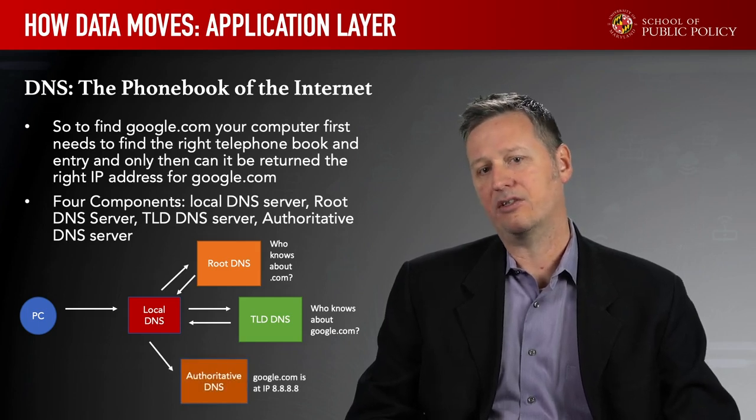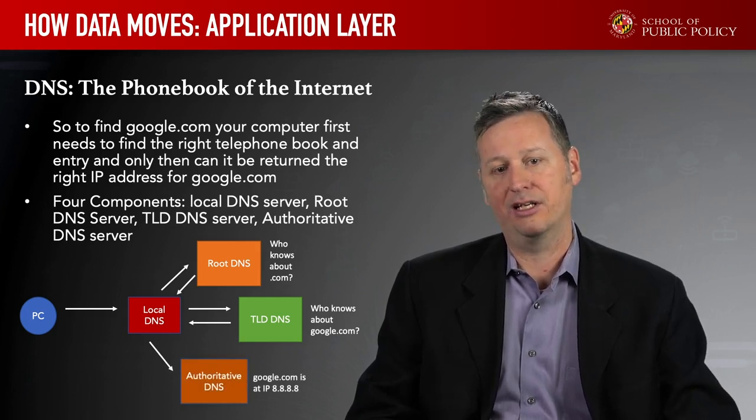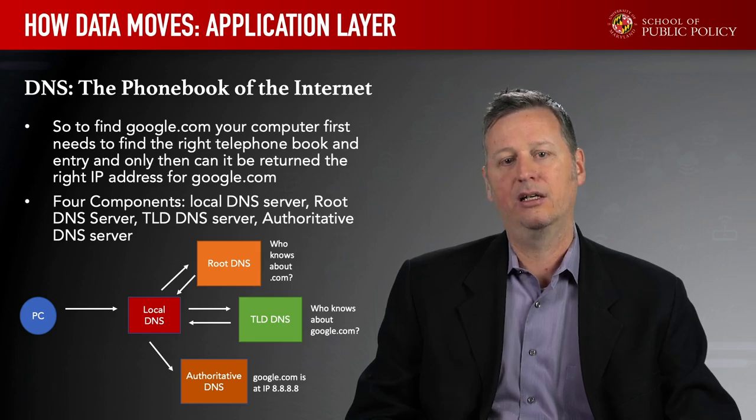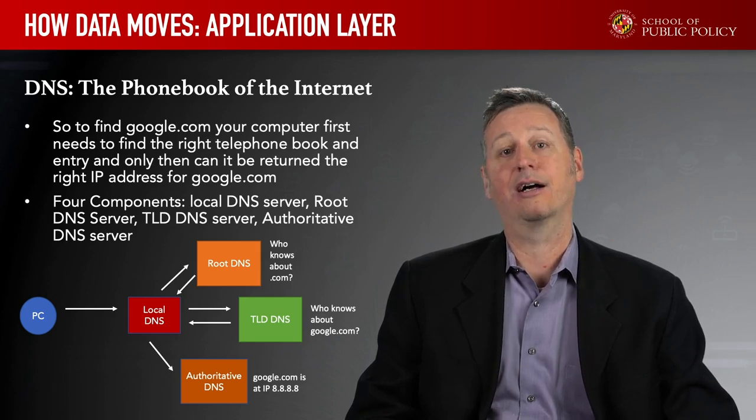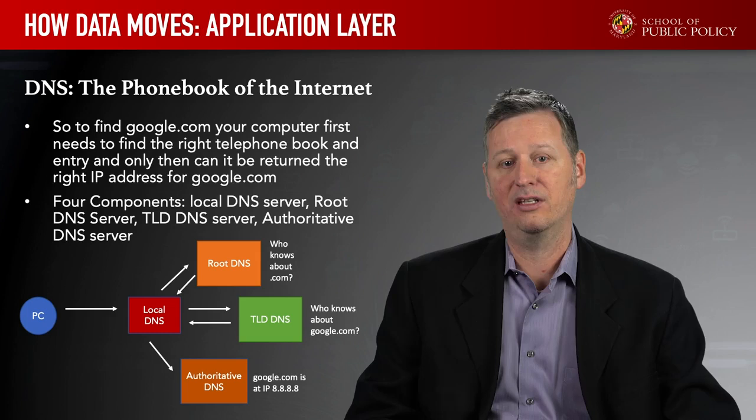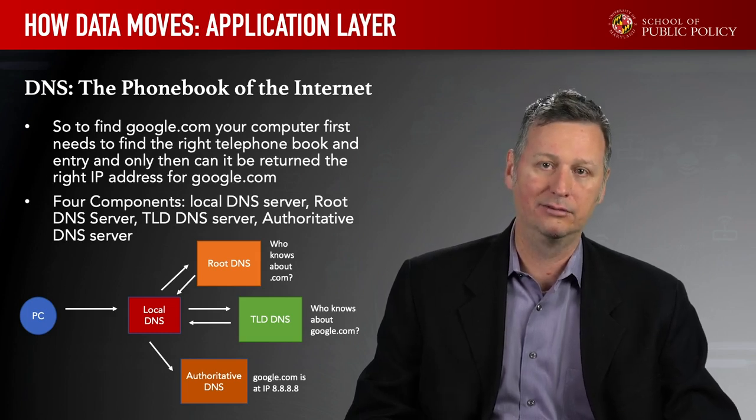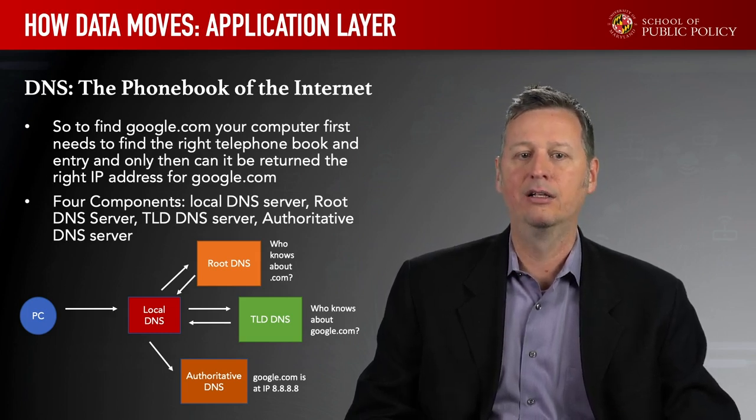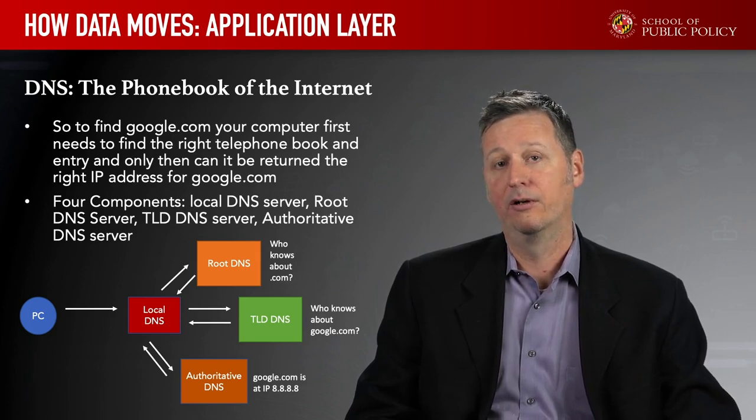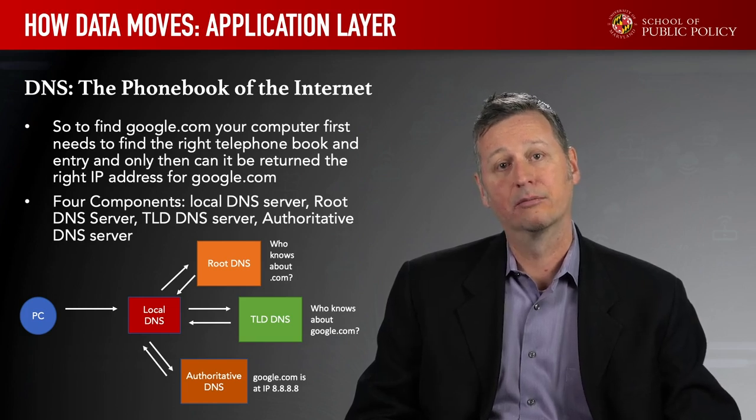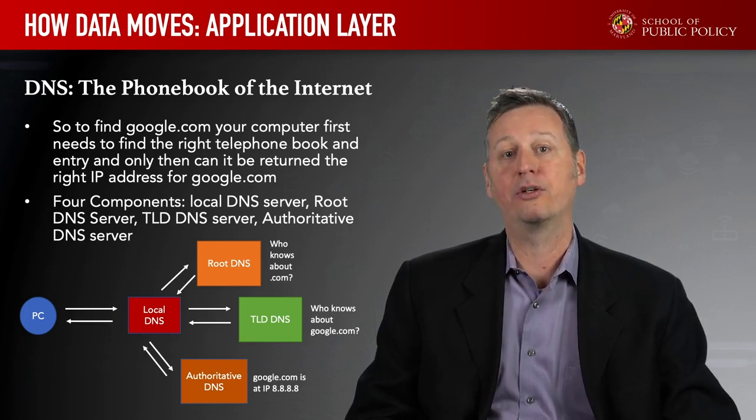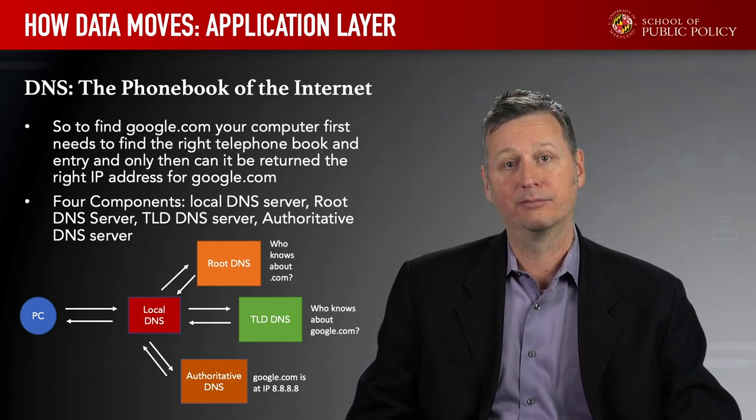Then that local DNS server reaches out to the authoritative DNS server and says, okay, I'm in the right place. Tell me where google.com is. And it says, I know where google.com is. It's at 8.8.8.8. And it returns that value back to the local DNS server. The local DNS server is now armed with the information it was seeking, and it returns that information back to your PC.